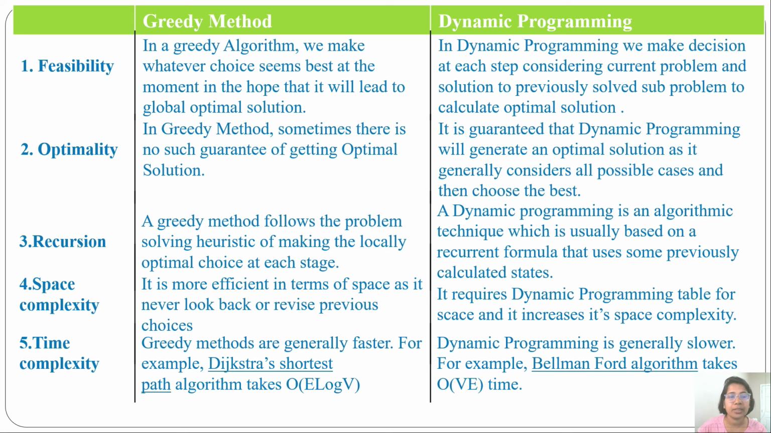But in terms of feasibility and optimality, dynamic programming is better than greedy method. In greedy method, we just focus at that particular point on what is best, whereas in dynamic programming, we check all possibilities. And in greedy method, we cannot revise our choice. We cannot go back. So this is enough for dynamic programming introduction.